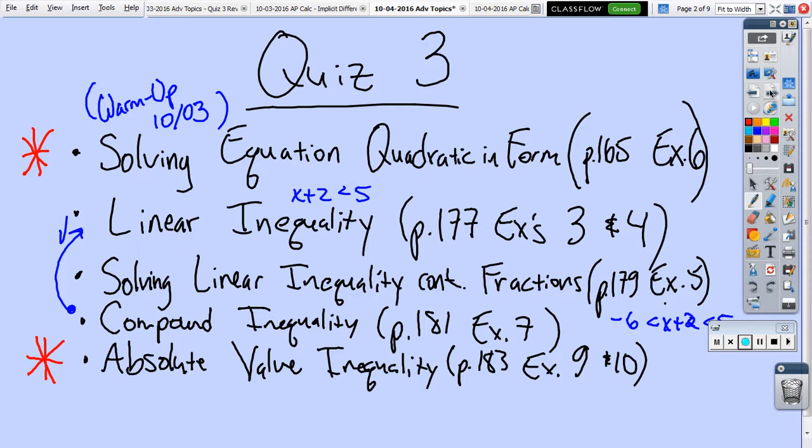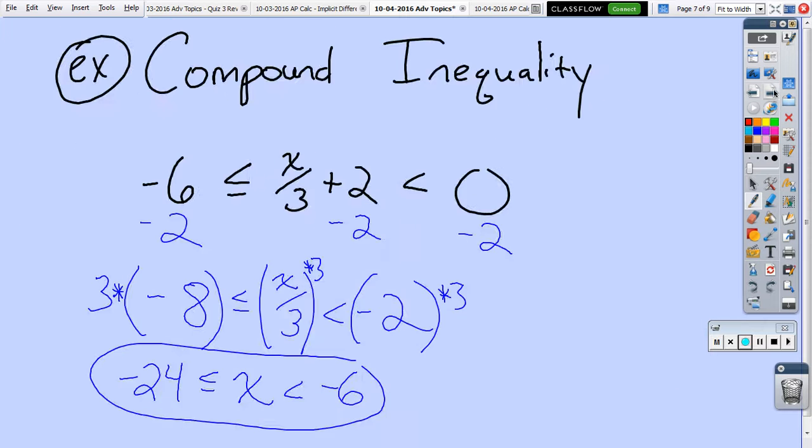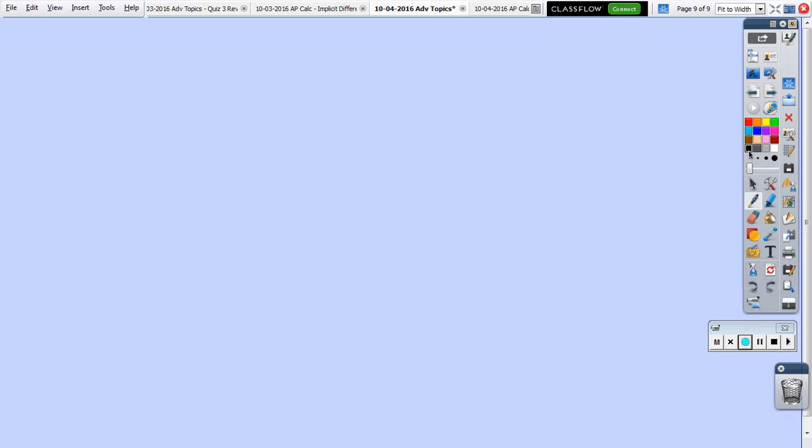Okay, so then what do you guys want to look at? It's your review. The third one, solving linear inequality containing fractions. Okay. So an example like that might look something like this.